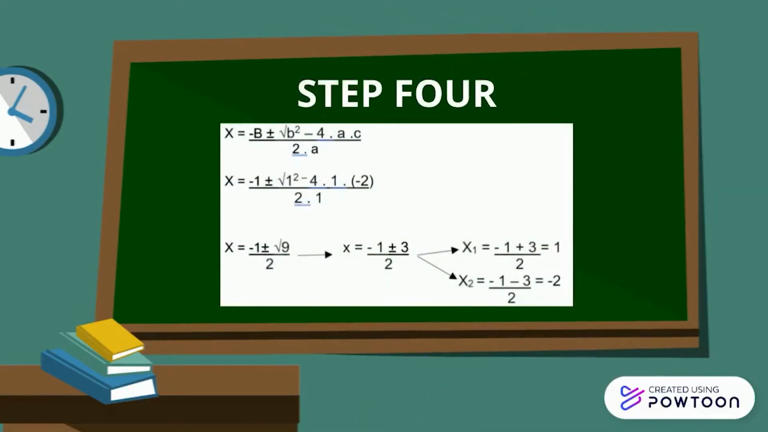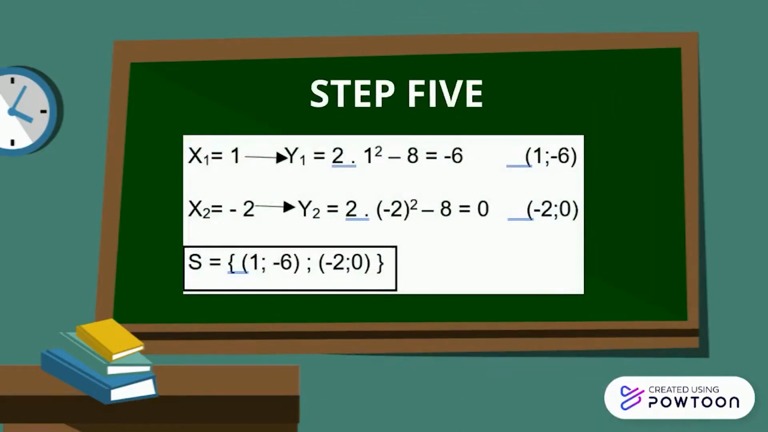Step 4. Now that we have a second-degree equation, let's solve with the following formula. x equals negative b plus or minus the square root of b squared minus 4ac, all of that over 2a. x equals negative 1 plus or minus the square root of 1 squared minus 4 times 1 times negative 2, over 2 times 1. x equals negative 1 plus or minus the square root of 9 over 2. x equals negative 1 plus or minus 3 over 2. x1 equals negative 1 plus 3 over 2 equals 1. x2 equals negative 1 minus 3 over 2 equals negative 2.